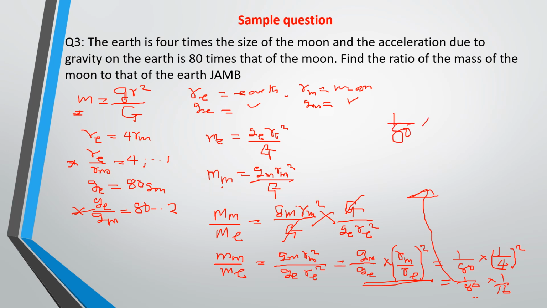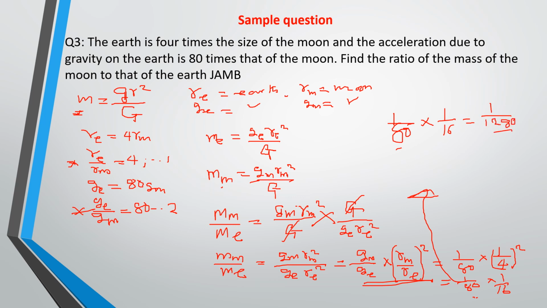I can play around here times 1 all over 16. Okay, 1 all over 16 there. So that gives me 1 all over, if you multiply 16 times 80, that will give you 1280.